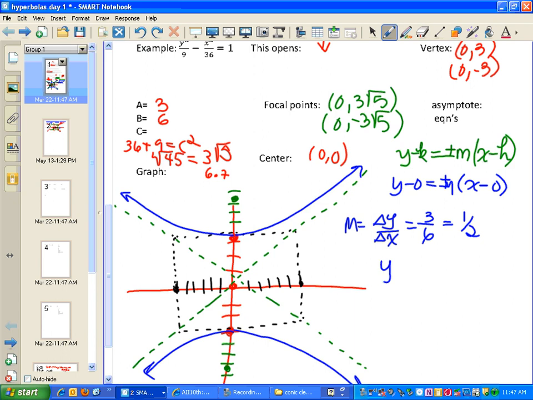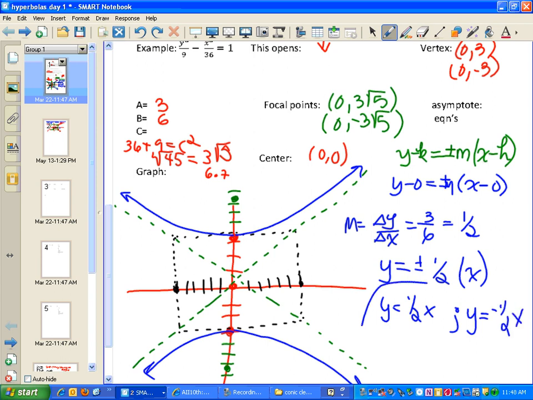So now we have y, we don't need that minus 0, do we? Equals plus and minus 1/2 times x. So that means y equals 1/2 x and y equals negative 1/2 x. And these are my two equations for the dotted lines. I did go up 3 and over 6, didn't I? Isn't that how I got to that corner? I can go up 1 and over 2, and I'm going to get to that same corner eventually. Yes?